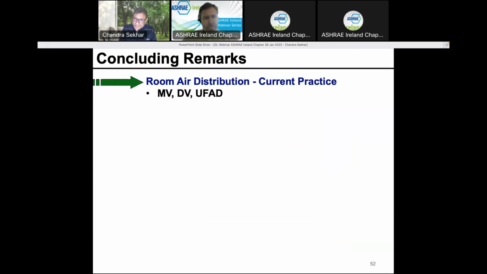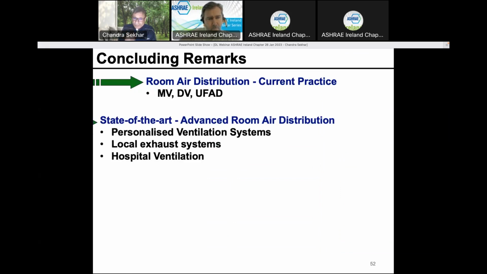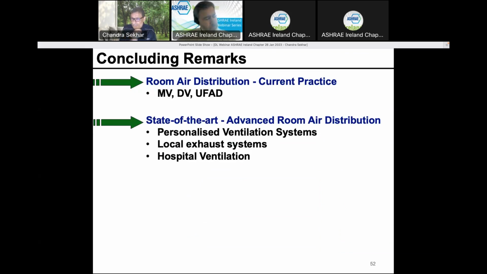What I really spoke about here, after going through a very quick overview of the evolving COVID-19 situation, the typical or conventional room air distribution practices, mixing ventilation, displacement ventilation, underflow air distribution, looking at at least some of the ones that we were focusing on as advanced room air distribution, personalized ventilation systems and local exhaust system, that really is the way in which we believe we can incorporate source control in the occupied zone or in the breathing zone of the occupants to ensure that better exposure control can be achieved.